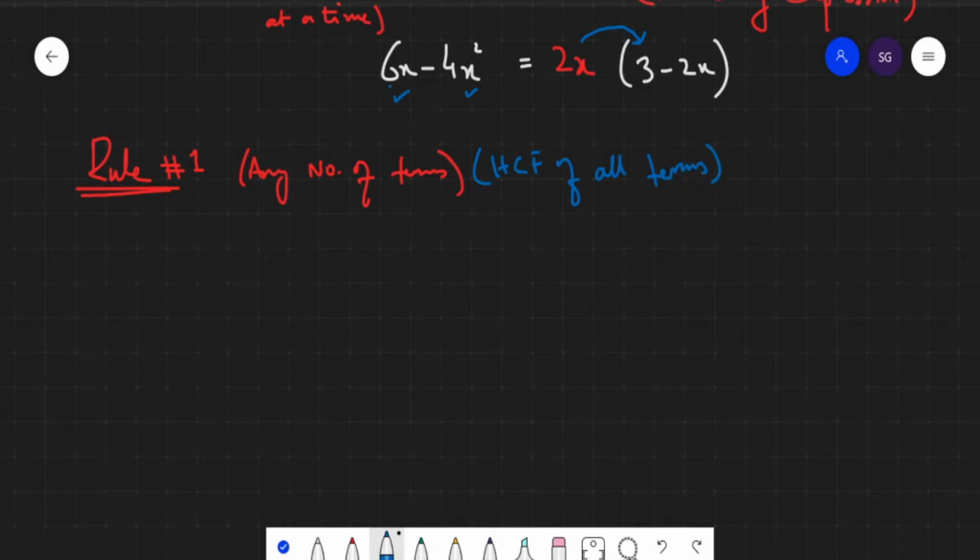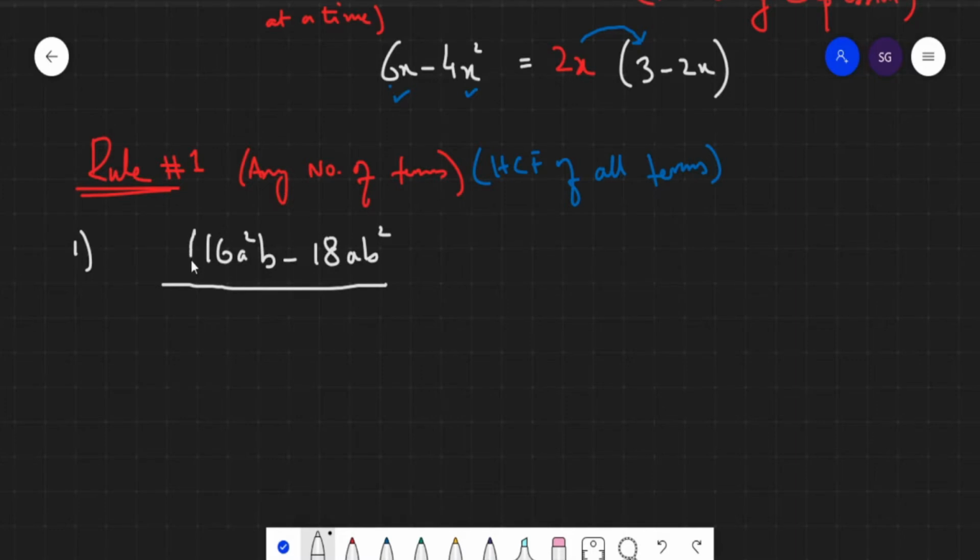Let's take some examples for that. And we have the first example, 16a squared b minus 18ab squared. At this stage, I would still encourage you to try it by yourself first. You may pause the video here, but if you still don't get it, let's take a look at it one more time.